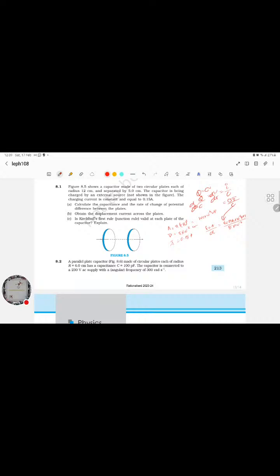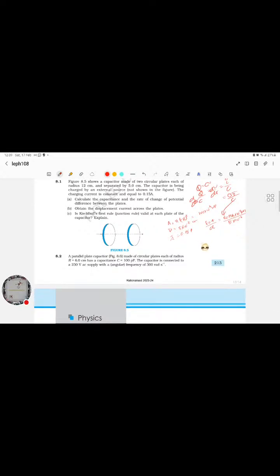Obtain the displacement current across the plates. The displacement current is basically epsilon naught times d phi E by dt. I think that's correct. Displacement current will be produced only if the electric field is changing with respect to time, then obviously there will be a certain amount of it. Electric flux area is constant. We'll have to check for the electric field changes. Okay, fine. Actually, it can be calculated.